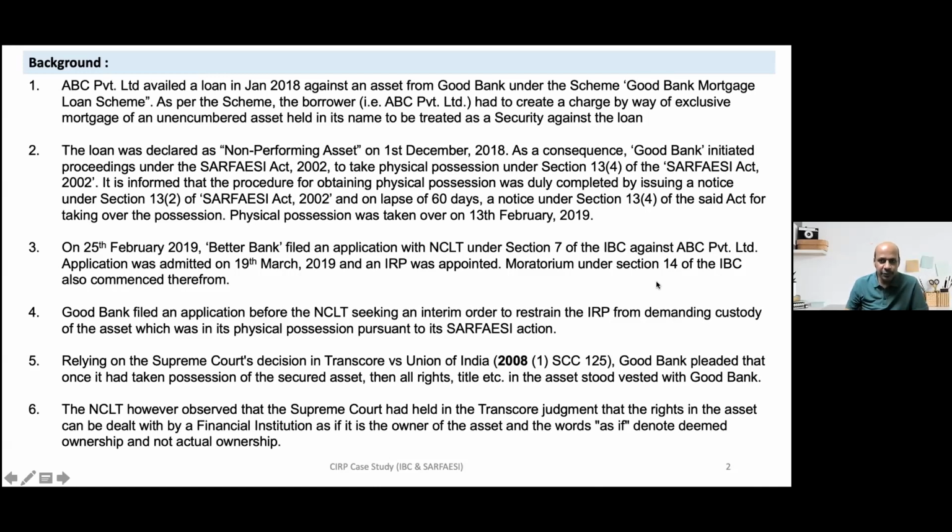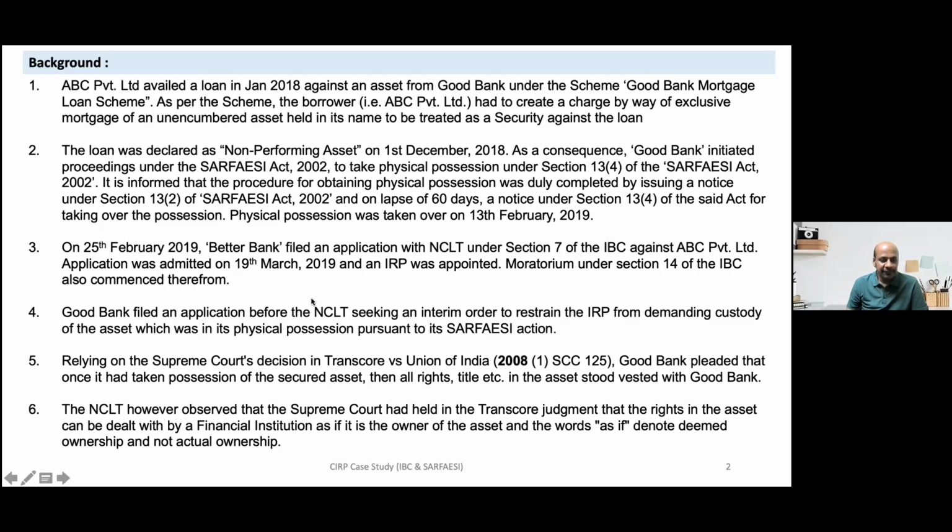As a consequence, Good Bank initiated proceedings under the SARFAESI Act 2002 to take physical possession under Section 13, subsection 4 of the SARFAESI Act 2002. It is informed that the procedure for obtaining physical possession was duly completed by issuing a notice under Section 13(2) of the SARFAESI Act, and on lapse of 60 days, a notice under Section 13(4) of the said Act for taking over the possession. Physical possession was taken over on 13th February 2019.